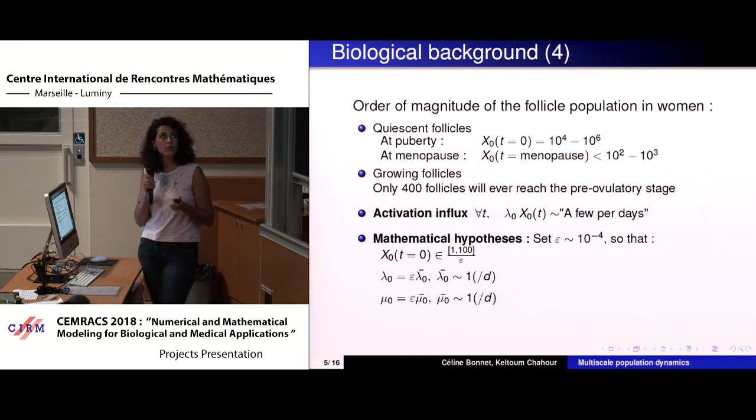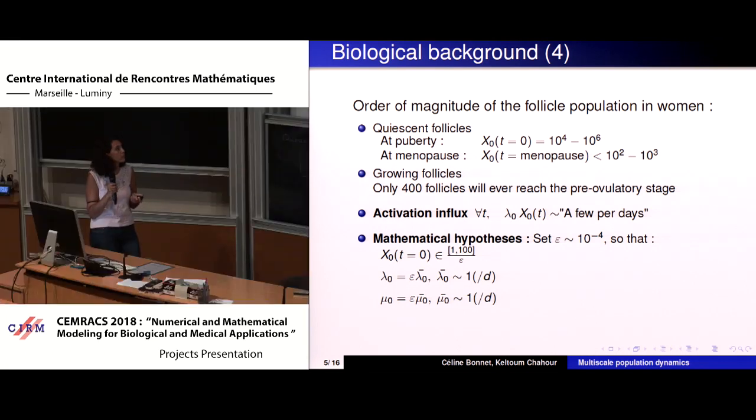We should also notice that only 400 follicles will ever reach the pre-ovulatory stage. This is due to the huge competition between follicles in the latest stages. So we start from a very large number to reach a very small number at the end.